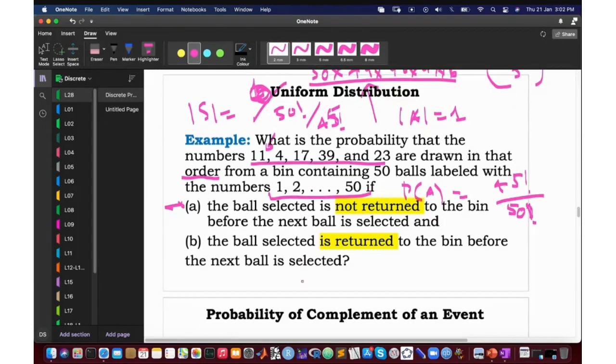Let's do the second part. In this one you return the ball now. If you return the ball, for the second ball you again have 50 choices. Which means that the size of the sample space in this case is going to be 50 times 50, because there are again 50 choices for the second ball, and then again 50, and again 50, and again 50. So the size of the sample space in this case is 50 to the power 5. And what's the size of the success event?